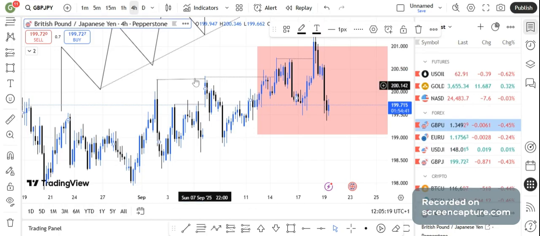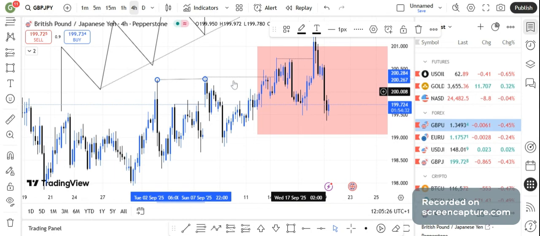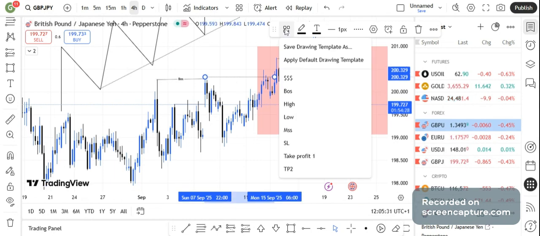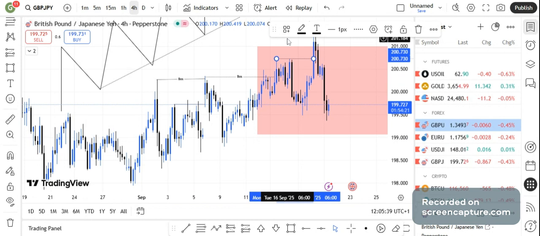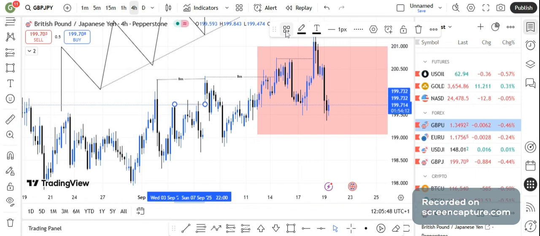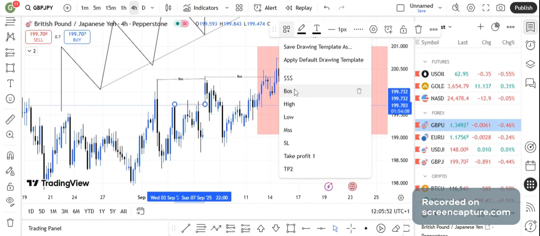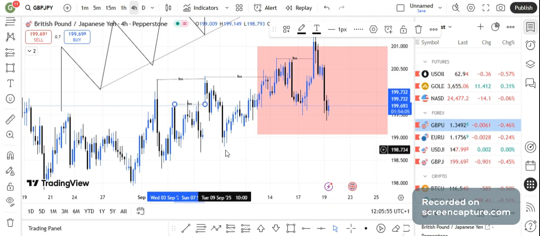So this is it. Break of structure, break of structure, and break of structure. Now this is an example of a bullish trend on the 4 hour time frame. If you want to identify a bullish trend, you have to first find break of structure in the highs.